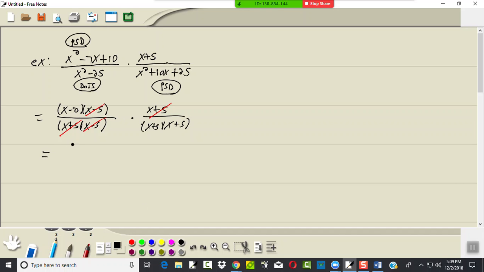Okay, now we're going to multiply top parts together. There's only one thing left on top, x minus 2. And the bottom part, I'm going to write that as x plus 5 times x plus 5. Or you could write x plus 5 squared. Typically, you don't actually multiply it through, though. And that would be our answer.